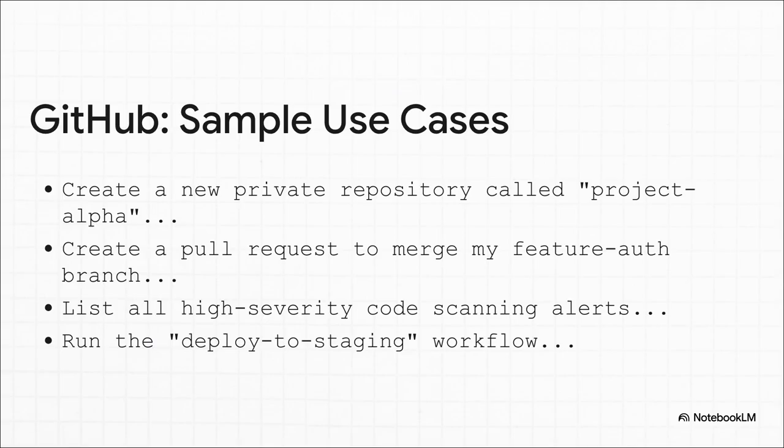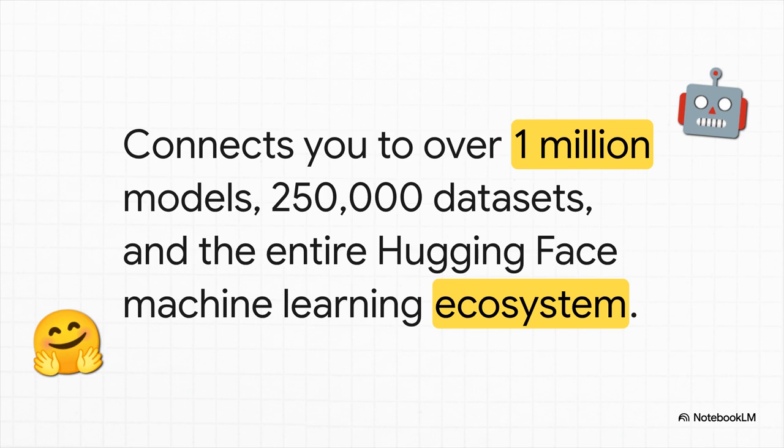And just look at the complexity of what you can ask it to do. We're not talking simple queries here. You can create new repos, manage pull requests with specific reviewers, or even trigger an entire deployment workflow. These are tasks that normally involve multiple clicks, commands, and context switching, all boiled down into a single natural language sentence. It's incredibly powerful.